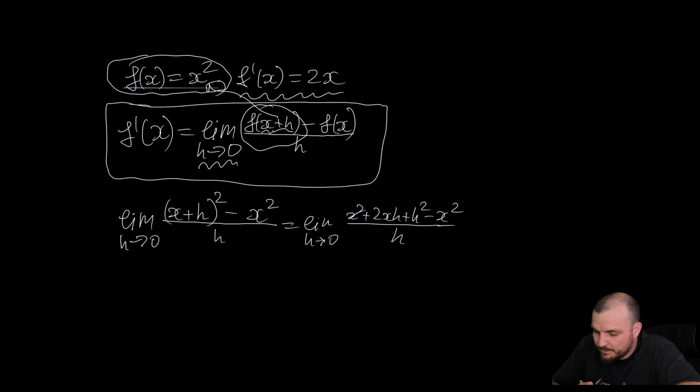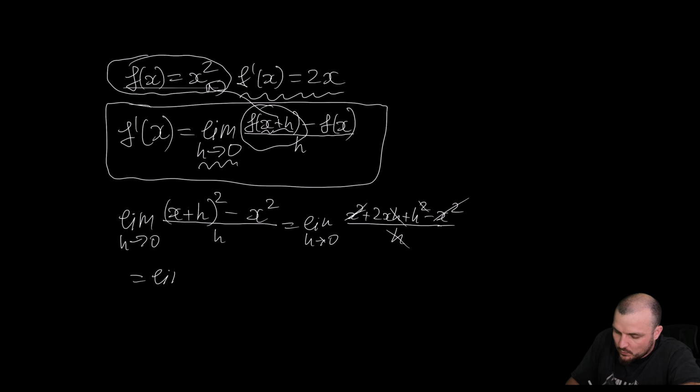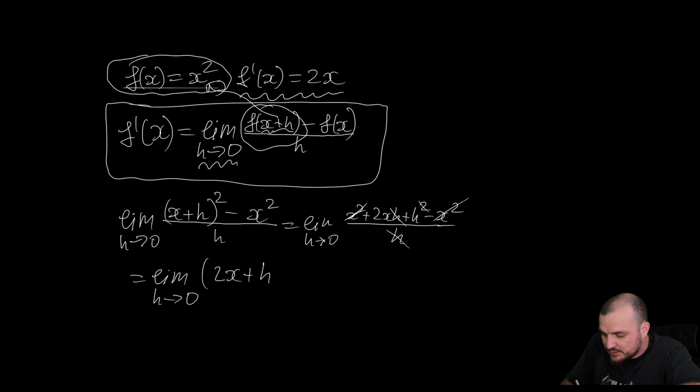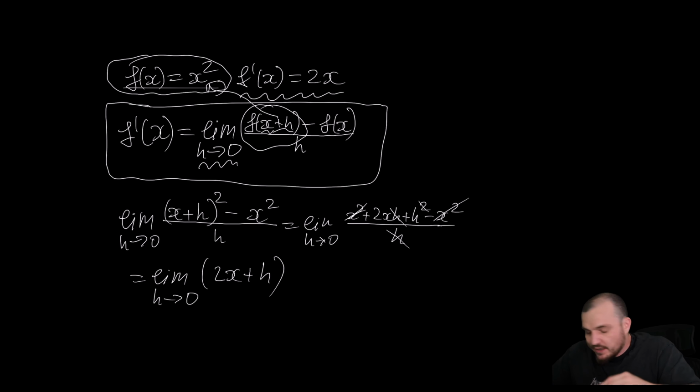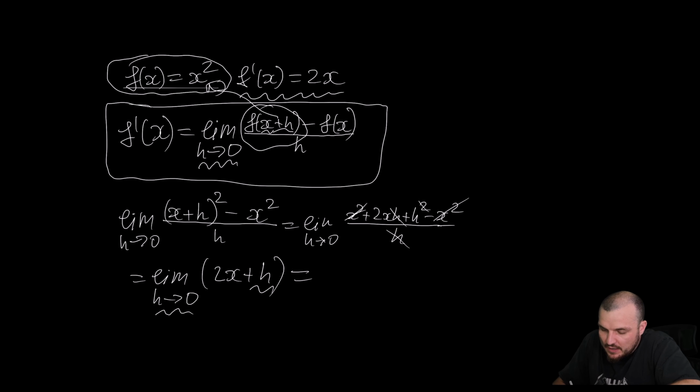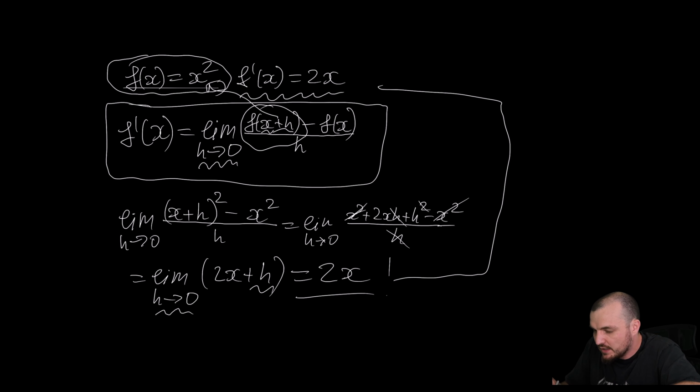So let me simplify this expression, and we have x squared plus 2xh plus h squared minus x squared over h. Now we can simplify it a bit, and as the result we have limit h goes to 0 of 2x plus h. And it's very easy to solve, yeah? Our h goes to 0, we can replace this h by 0, and we have just 2x, as we expected. Oh, mathematics works fine, yeah?